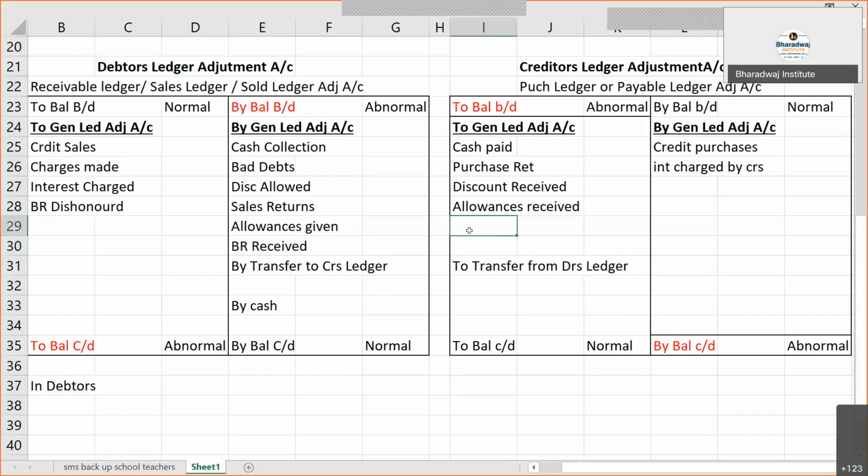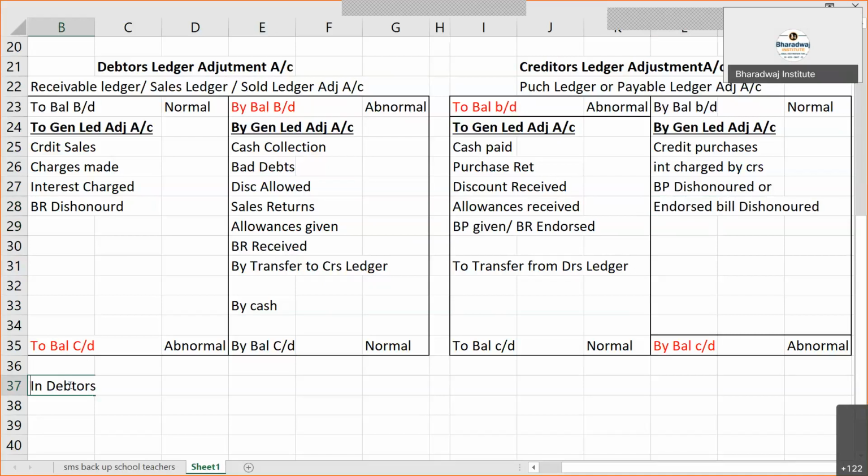Likewise, bills payable given and bills receivable endorsed. Journal entry will be like creditors account debit to bills payable for bills payable given. If it is endorsed, creditors account debit to bills receivable. Then bills payable dishonored or endorsed bill dishonored, that will come in the creditors ledger adjustment account.